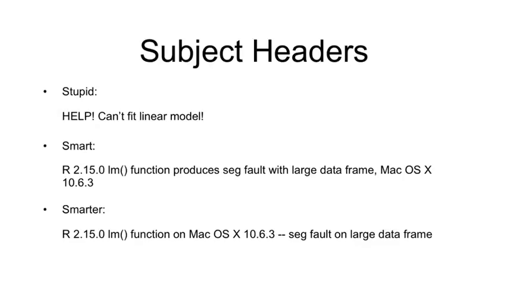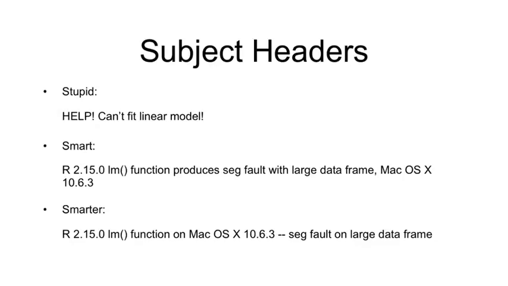So the second version is much better. It tells me that on R version 2.15.0, the LM function produces a segfault, meaning that R crashes, with a large data frame. And furthermore, it says I'm using Mac OS 10.6.3. So here I've got the operating system, the version of the operating system, I've got the version of R, I've got what function I'm using, and I've got a summary of what actually happened.